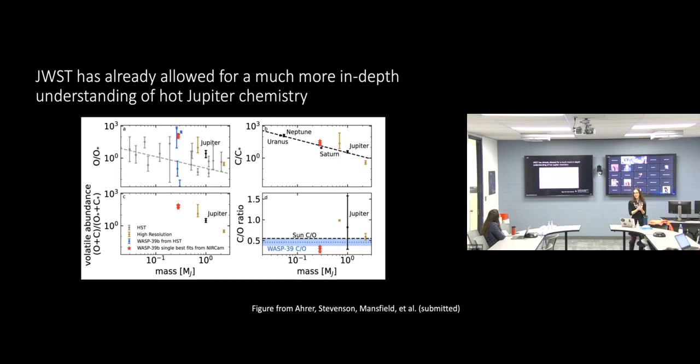Anyway, this is kind of just a taste of what we'll be able to start doing with hot Jupiter chemistry with JWST. Any other questions about that before I move on? Yeah, go ahead.